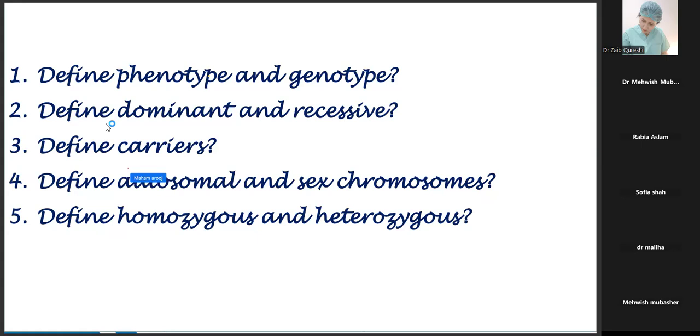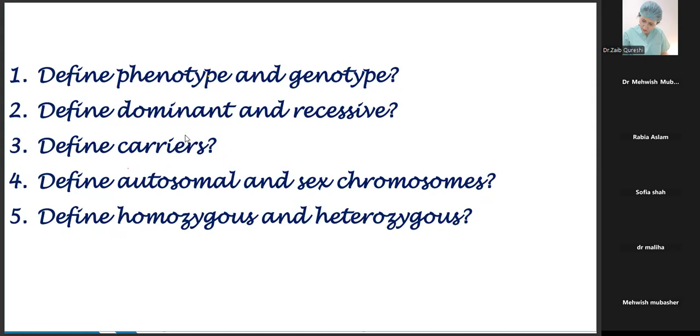Now, guys, I'm behaving like a student, okay? And you all are my teachers, and you have to tell me the answers to these questions. We have 5 questions in front of you. So firstly, if I know nothing about phenotype and genotype, please help me solve this first question. What is phenotype and what is genotype?